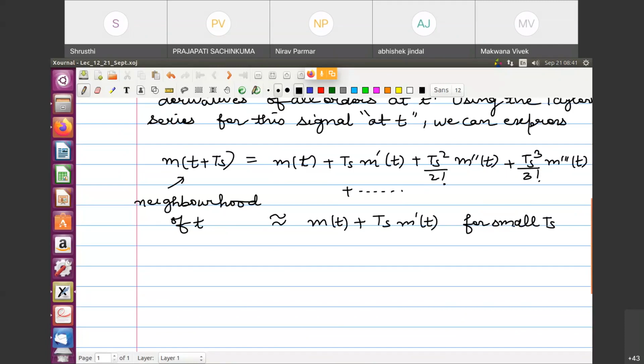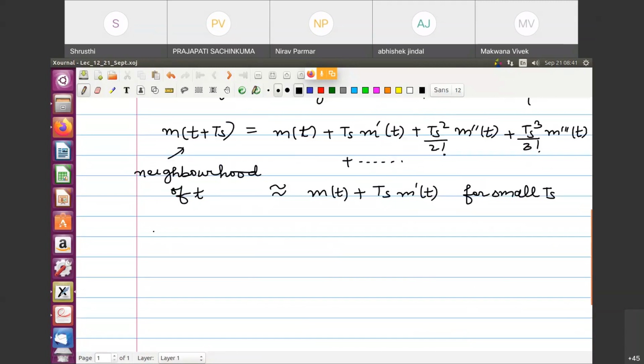So that is why we are saying that for sufficiently small ts we can express m of t plus ts like this, approximate basically. You can say approximate. This is a very well term to use, that is approximate. Okay. So what does it show?